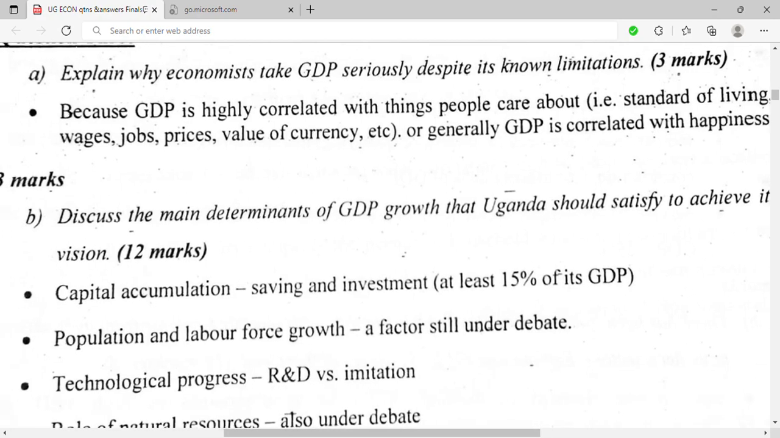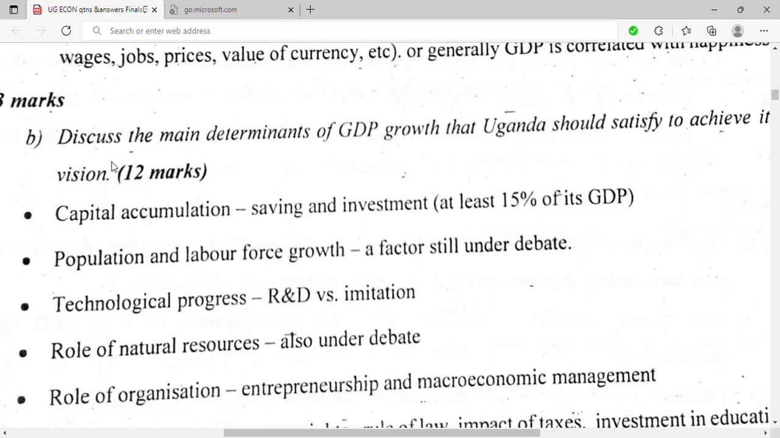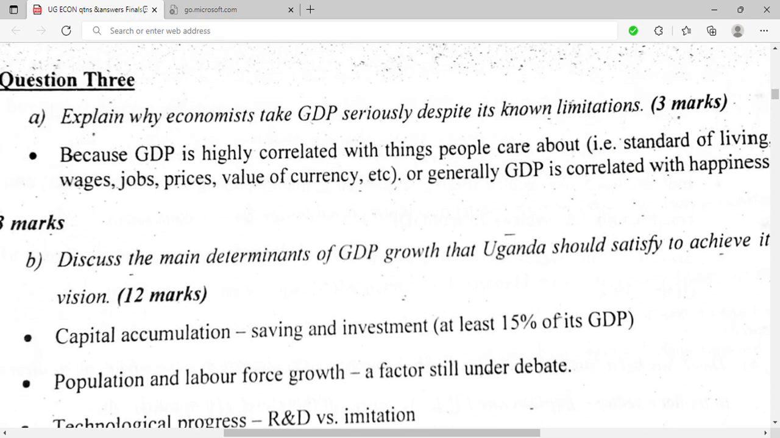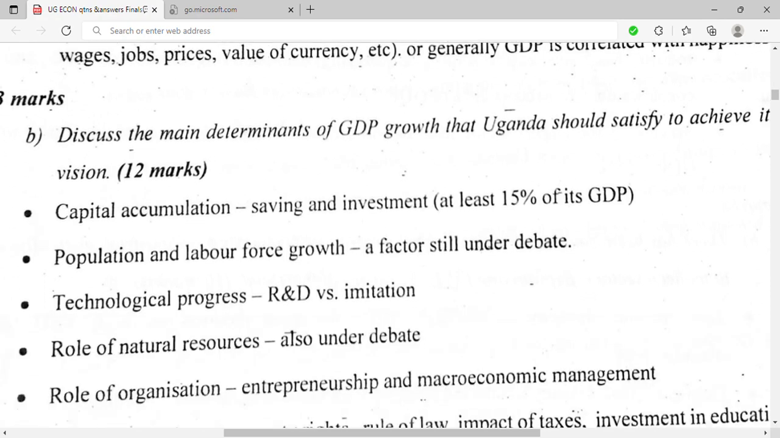Then another question is, discuss the main determinants of growth that Uganda should satisfy to achieve its vision. Uganda has a Vision 2040, whereby they want to transform the economy from a low income status to a middle income status and a prosperous economy by 2040. So they're asking, discuss the main determinants of GDP growth that Uganda should satisfy to achieve its vision. So we look at the determinants of GDP growth.